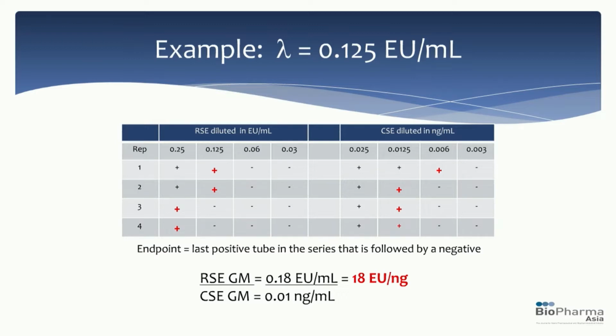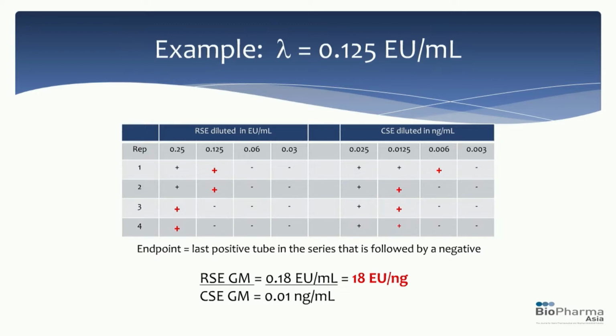Over on the other side, there's the CSE diluted in nanograms per milliliter, and you can see that there are different endpoints here as well. The first one was at 0.006 nanograms per milliliter. The other three were at 0.0125 nanograms per milliliter. So if I take the geometric mean of the RSE and divide it by the geometric mean of the CSE, I end up with 18 EUs per nanogram. And that is the potency of the secondary standard with that particular lot of lysate.